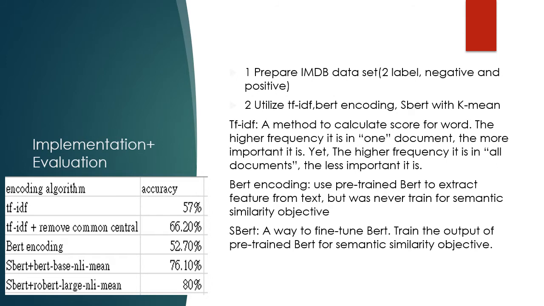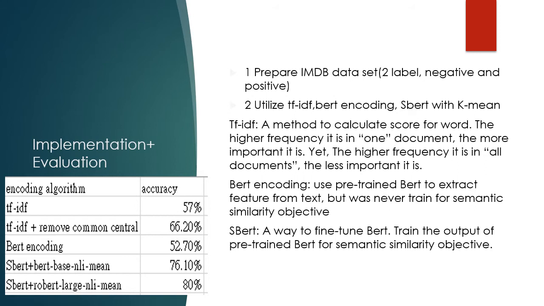For the implementation, I prepared IMDb dataset, which has two labels, negative and positive. Then I experiment different word encoders to convert words to vectors. I use k-means to cluster the vectors based on the distance between the vectors. The encoders I experiment with are TF-IDF, BERT, and SBERT.